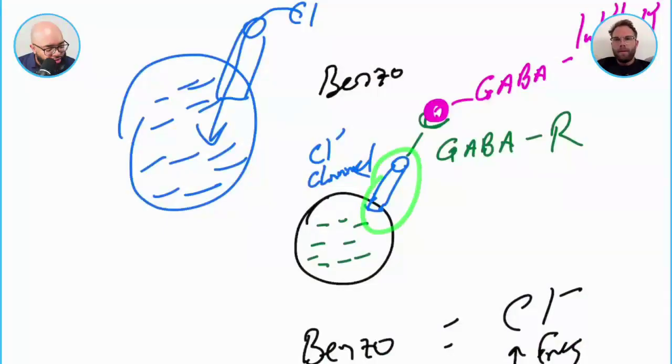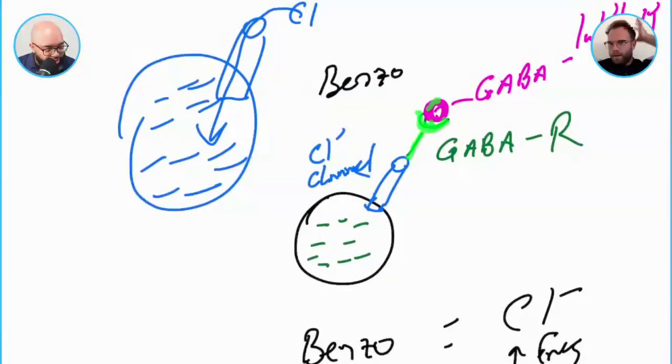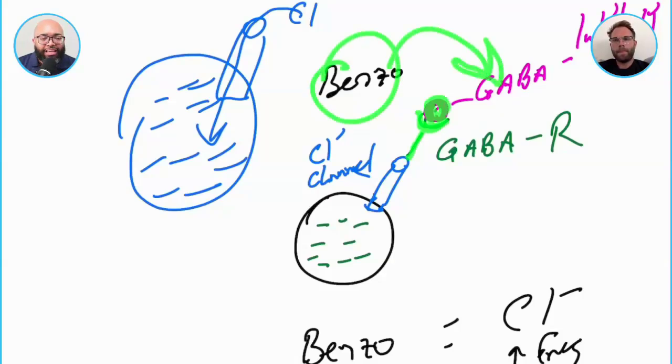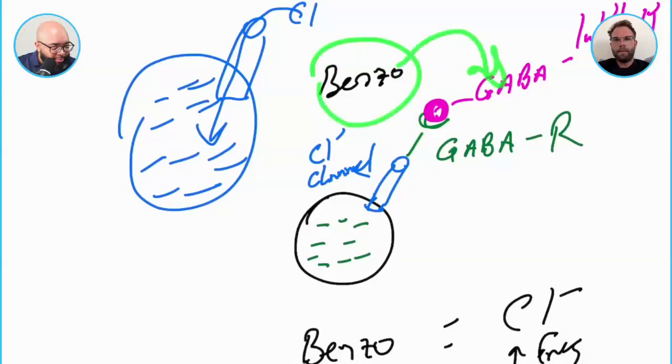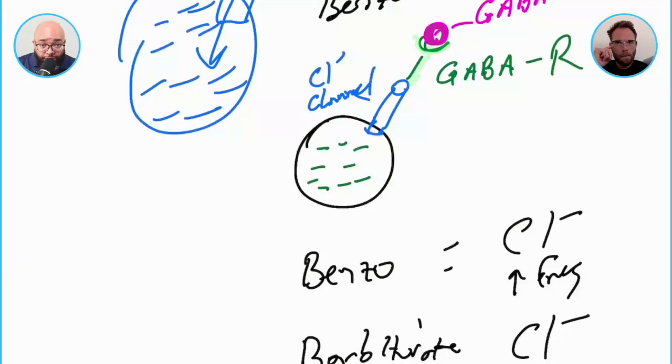Chloride channel. And what's attached to the chloride channel? GABA receptor. And what binds to the GABA receptor? GABA. Okay, so a benzo enhances the activity, or it activates GABA. Benzo activates GABA, or barbiturate activates GABA. Both of them activate GABA, and GABA binds to the GABA receptor. The GABA receptor is attached to the chloride channel. It turns on the chloride channel, and when it turns on, what rushes inside the cell?